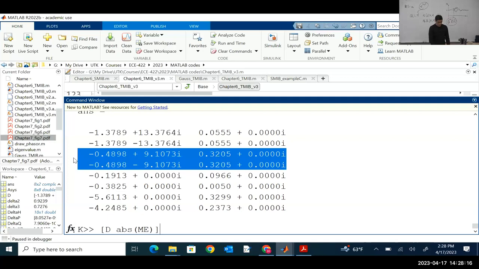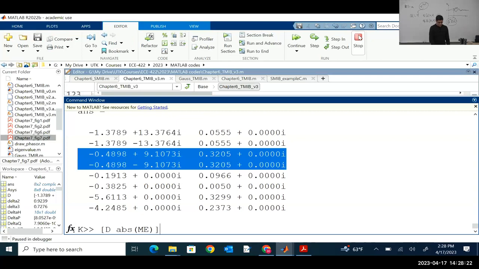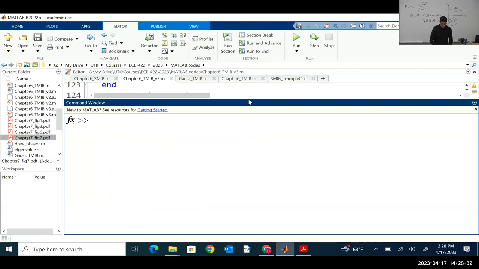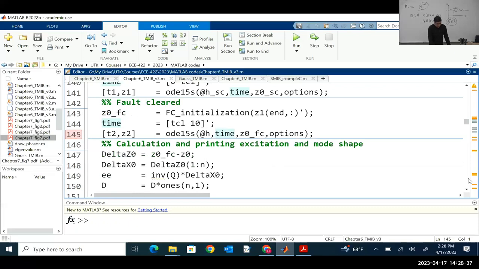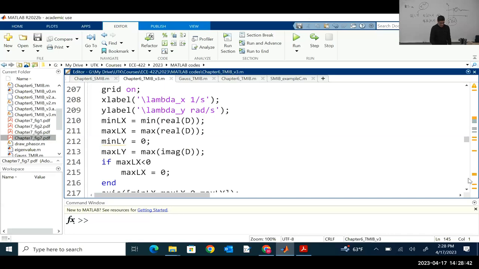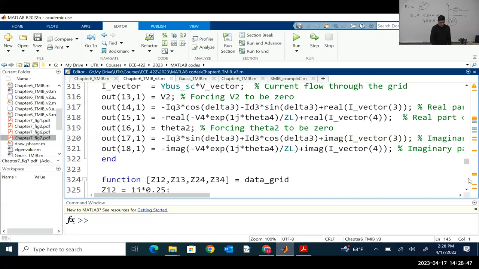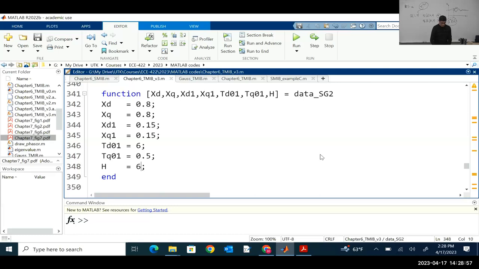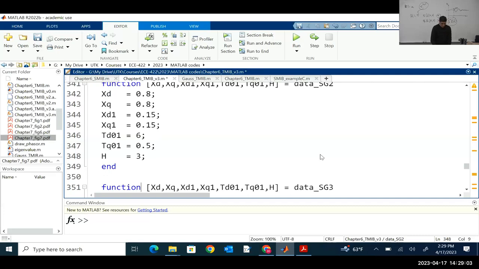Okay, so let me stop the simulation here. Right there. We stop the simulation. We close the figure. And we will modify the system now to see what a different set of inertia might create. So we go to the data, we have data for the generators, and here's the one for machine two. So machine two has 6 seconds, and we're going to flip it. Now this is 3. And this one that is 3 now is 6.